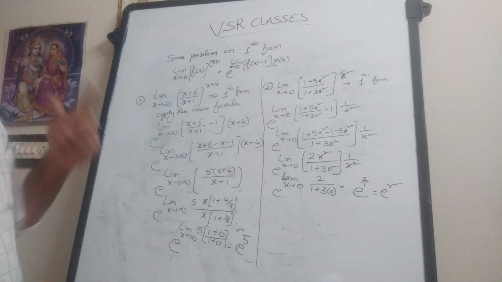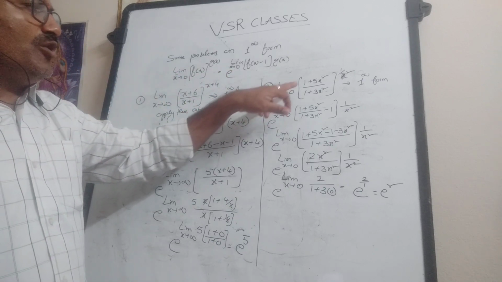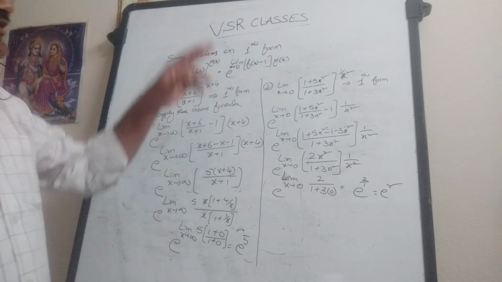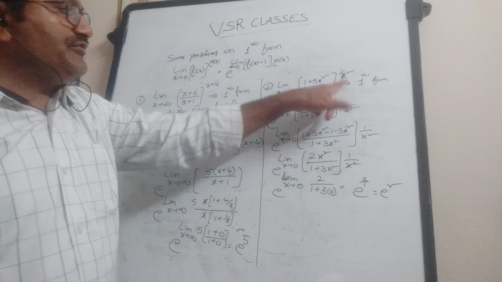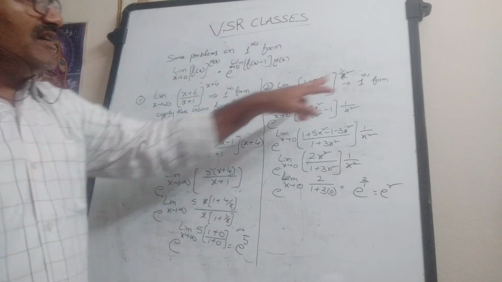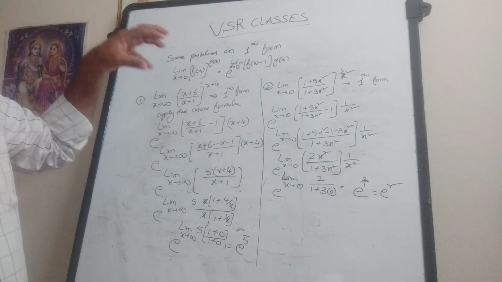Now we will go for the second problem. Limit x tends to 0 of (1 plus 5x square by 1 plus 3x square) whole power 1 by x square. If you substitute x is equal to 0, you will have the 1 power infinite form. So apply the same formula once again.